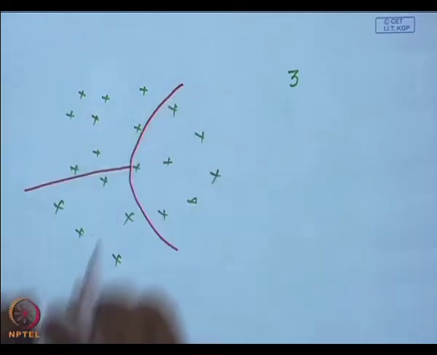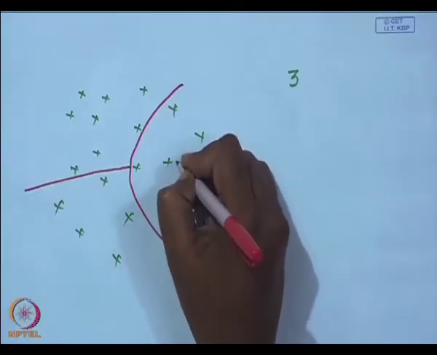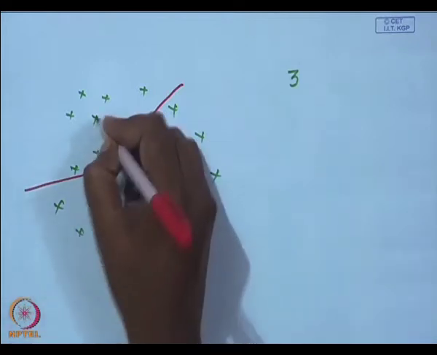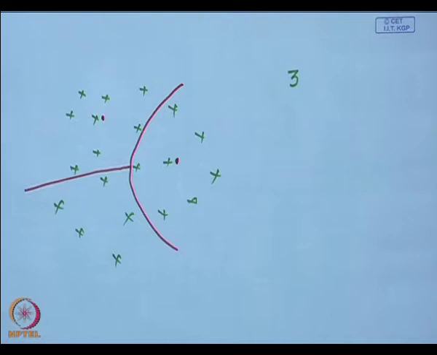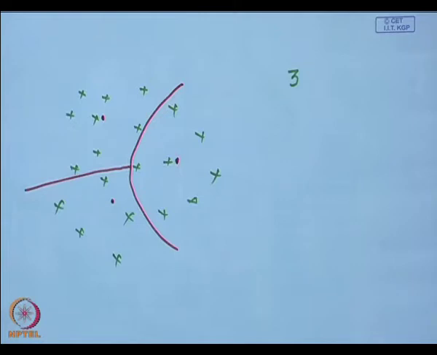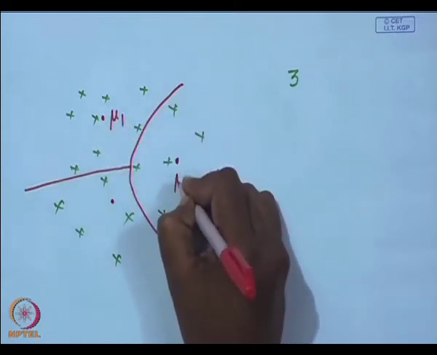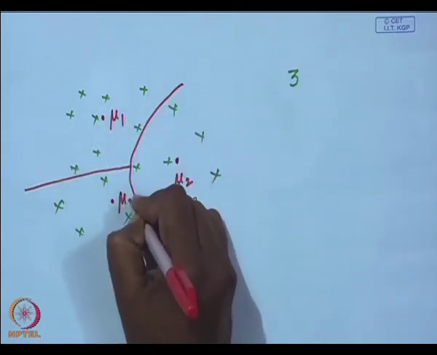Now, once I have these initial clusters, for each of the clusters so formed, I compute the cluster center, which will be the representative of the samples belonging to that cluster. So, suppose the center of this cluster comes out to be somewhere over here, the center of this cluster somewhere over here, and the center of this cluster somewhere over here. So, this will be the cluster center mu 1, this will be the cluster center mu 2, this will be the cluster center mu 3, and so on.